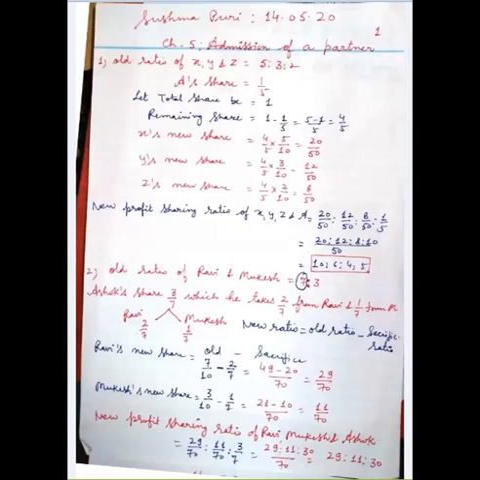So the new profit sharing ratio of X, Y, Z and A is 20/50, 12/50, 8/50 and 1/5. If you take LCM, that is 50, and solve it, you will get 20:12:8:10. After reducing it, you will get 10:6:4:5. I hope it's clear to you. Any doubt?